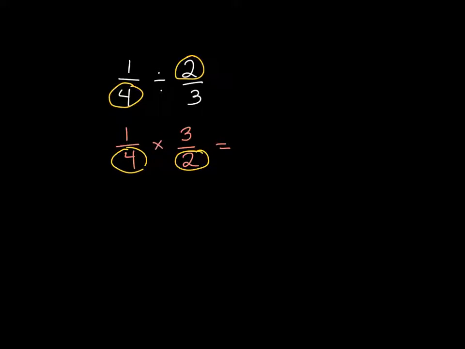Now we don't have anything that can be canceled. So 1 times 3 is 3, and 4 times 2 is 8. So that is 3 over 8.